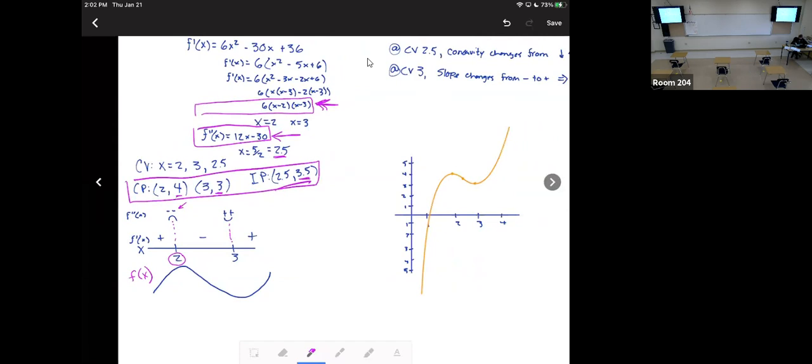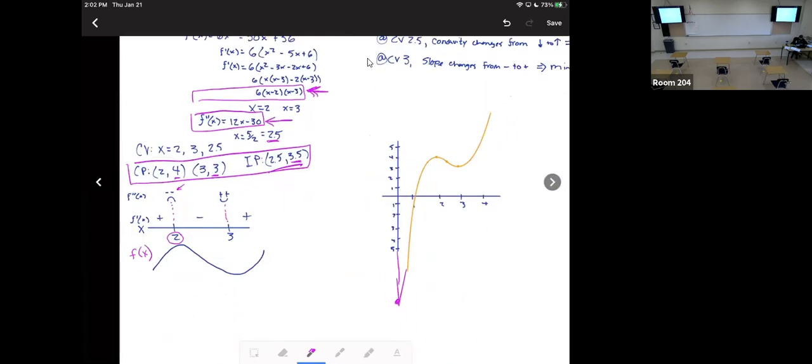The only thing I would add to his graph, because his graph is great, is way down here somewhere at negative 24 is the y-intercept. So that could ground your graph. Everything else is good. So here's his max. Here's the inflection point. Here's the min. This is exactly what I want.